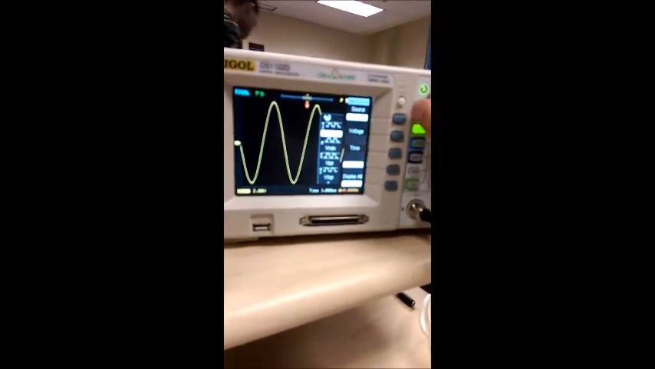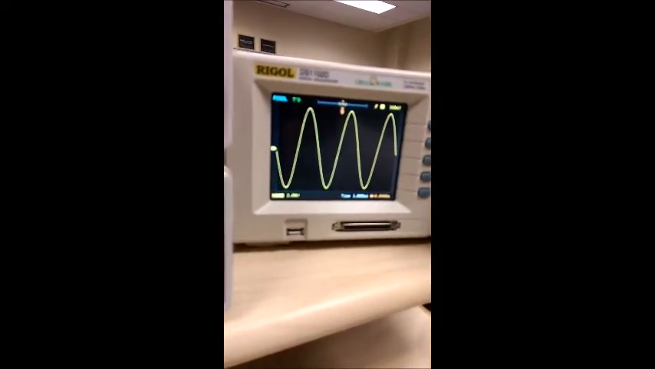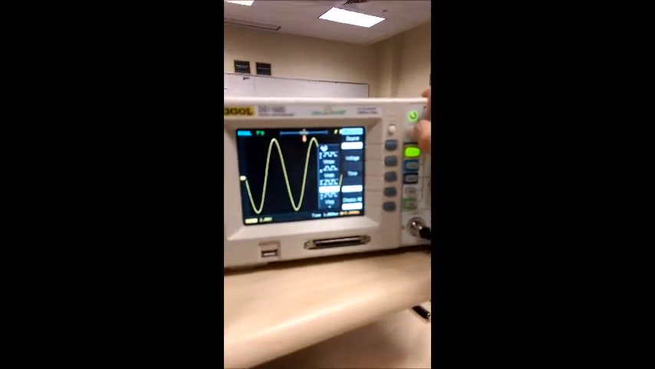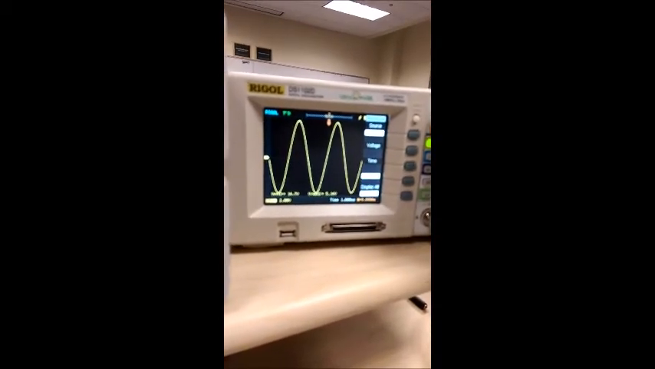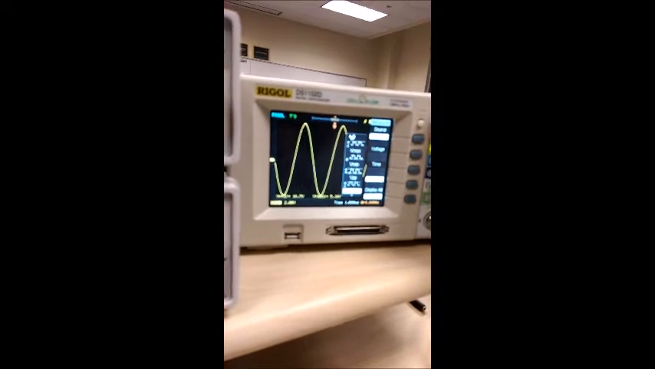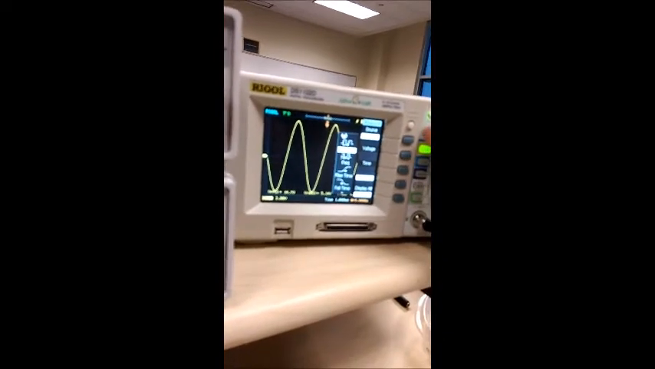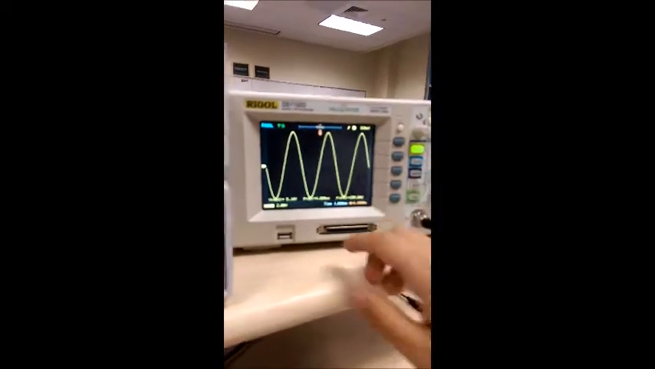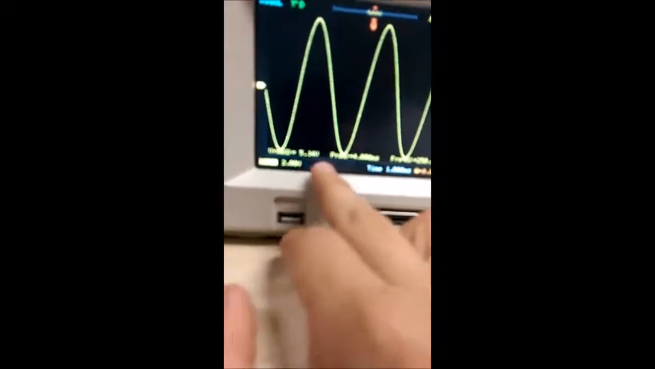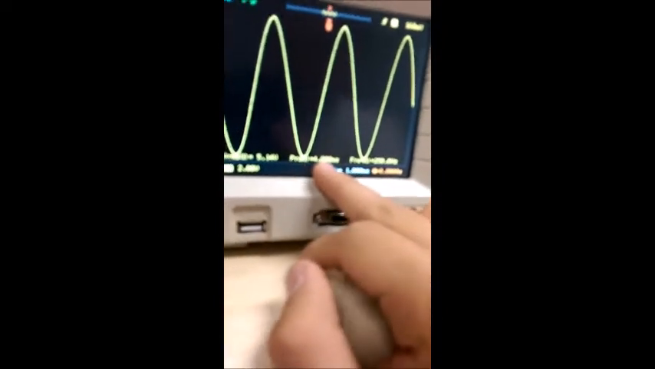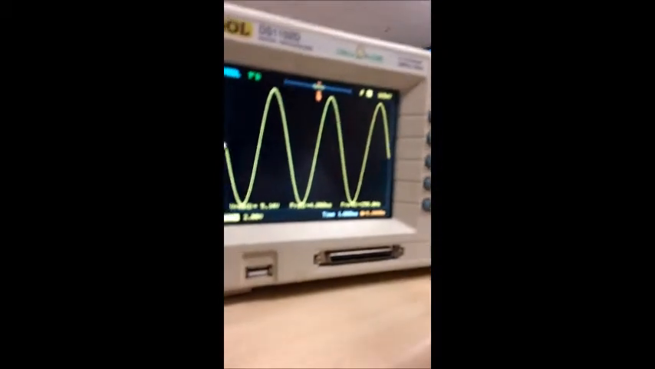So I'm going to voltage, scroll down until I get V peak to peak, then voltage RMS, then period, and then frequency. As you can see, my VRMS is 5.14 volts. My period is 4 milliseconds, and my frequency is 250. This is across the voltage source.